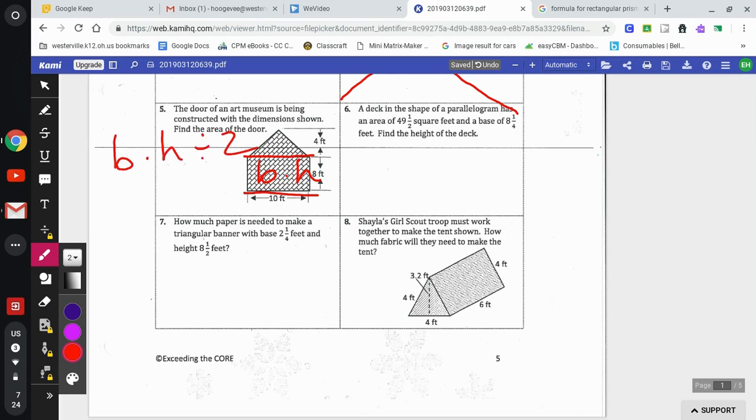And then you have to add those two together. So, if you remember from our test, we called one shape 1, one shape 2. Make sure you add those together to get your total area.